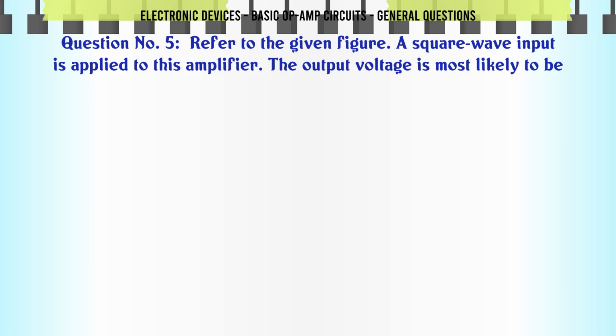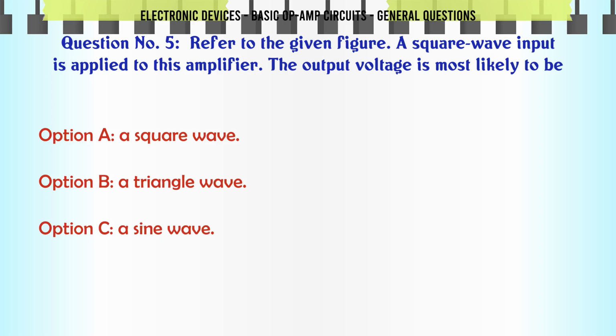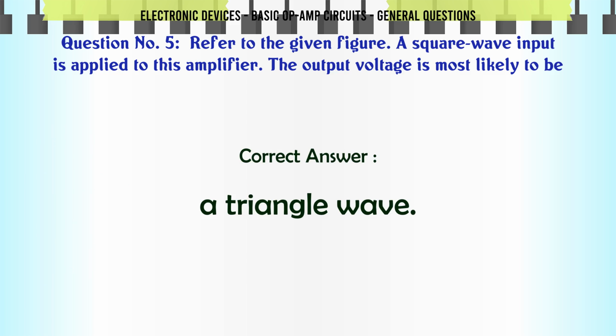Refer to the given figure. A square wave input is applied to this amplifier. The output voltage is most likely to be: A. A square wave, B. A triangle wave, C. A sine wave, D. No output. The correct answer is a triangle wave.